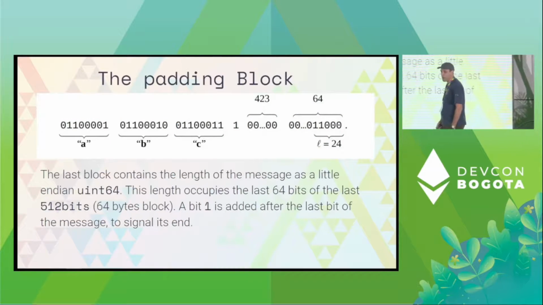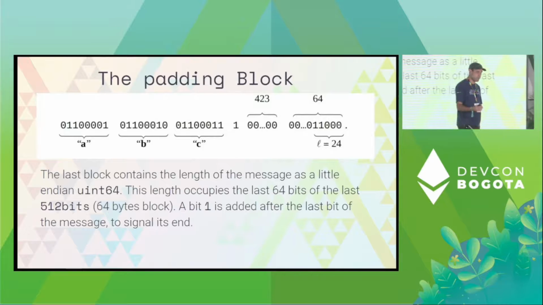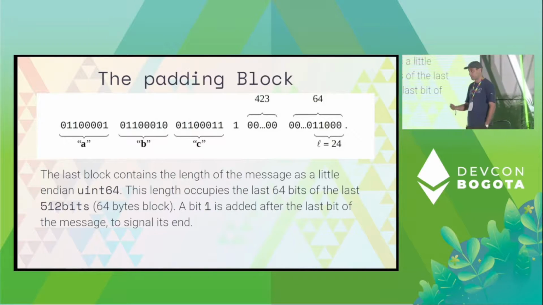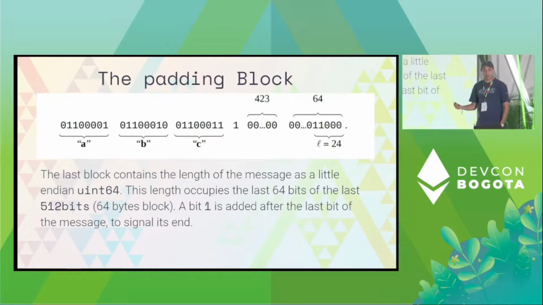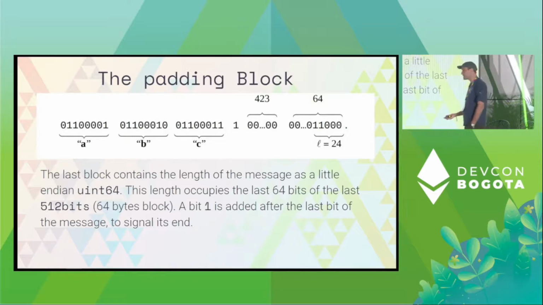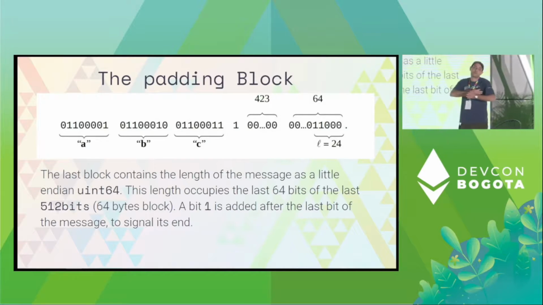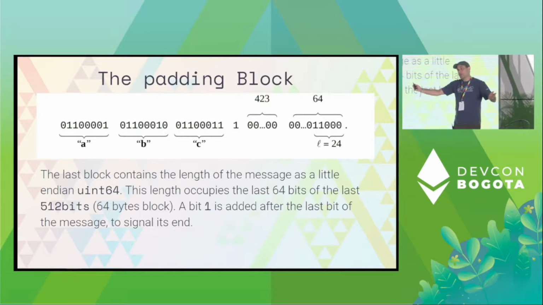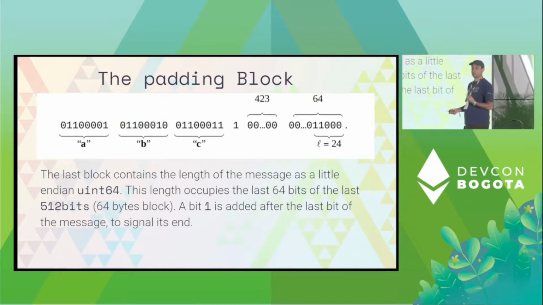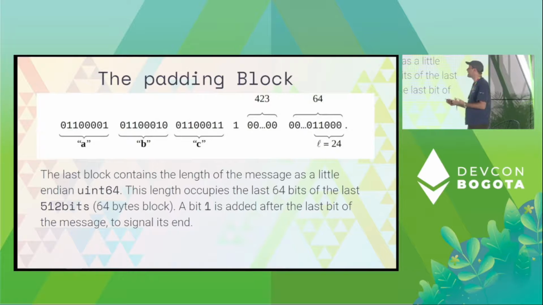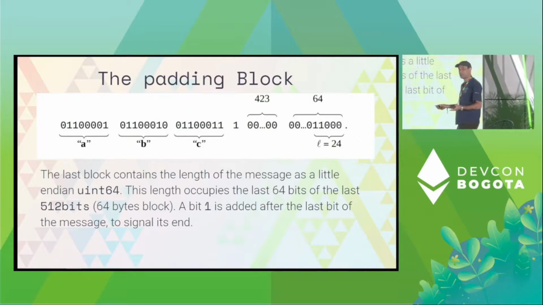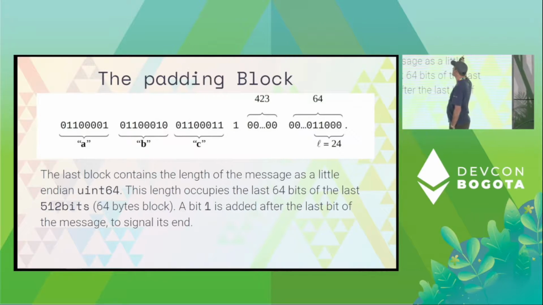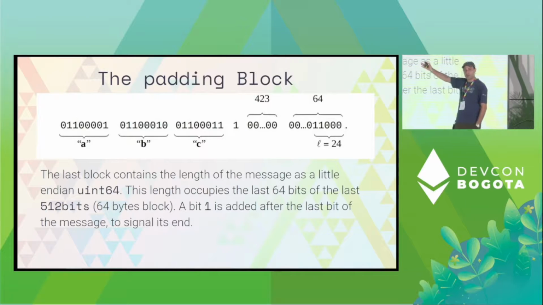Okay, so the padding block. This is the first part of the three-part process, which is breaking the message into multiples of 64 bytes. How do you do this? Well, you just break your message into multiples of 64 bytes. You add 1 bit at the very end of the message just to signal that the message has ended. So here the message is less than 64 bytes, it is 24 bits.